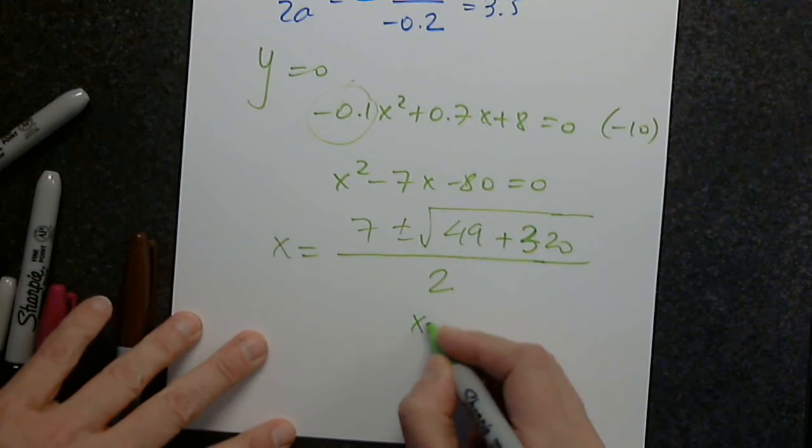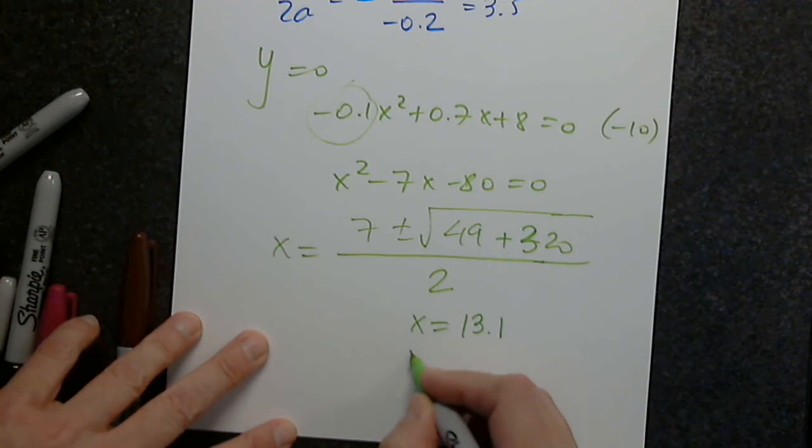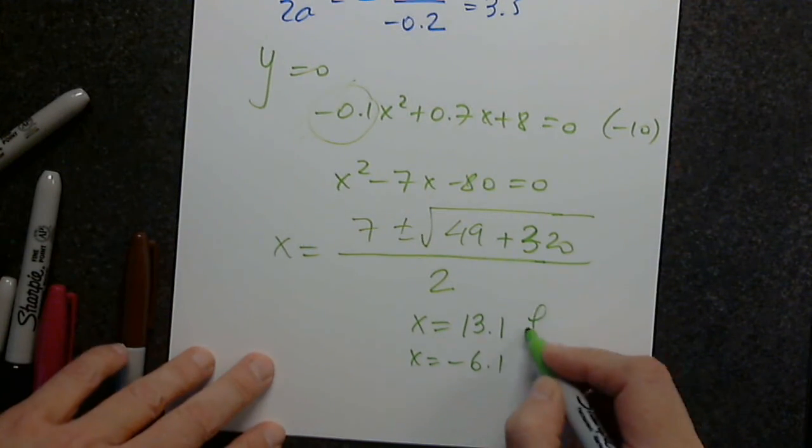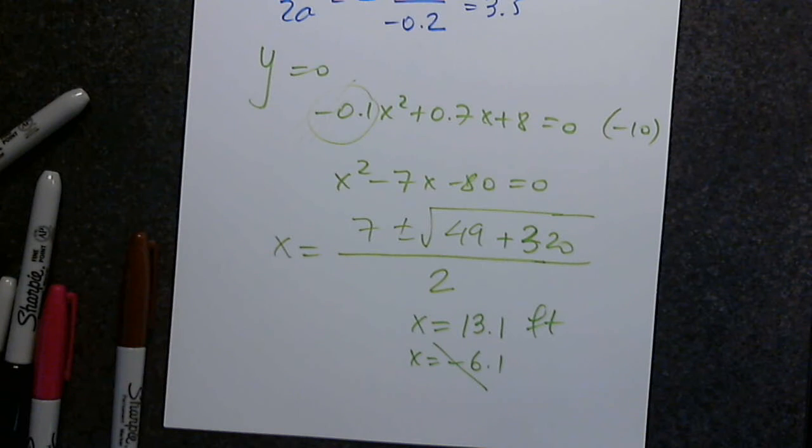I'm going to write both. So x equals 13.1, and the other one is negative 6.1. And of course, we are talking about feet, so the second one is not acceptable. And I will put it in. It says round to the nearest tenth as needed, so I will put 13.1 and check the answer. And the final question is asking us to graph.